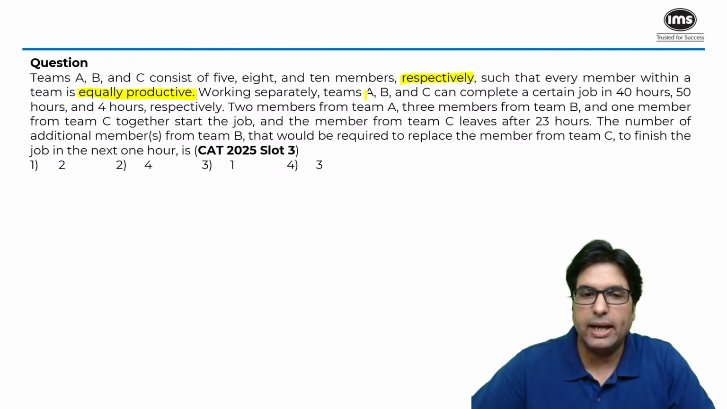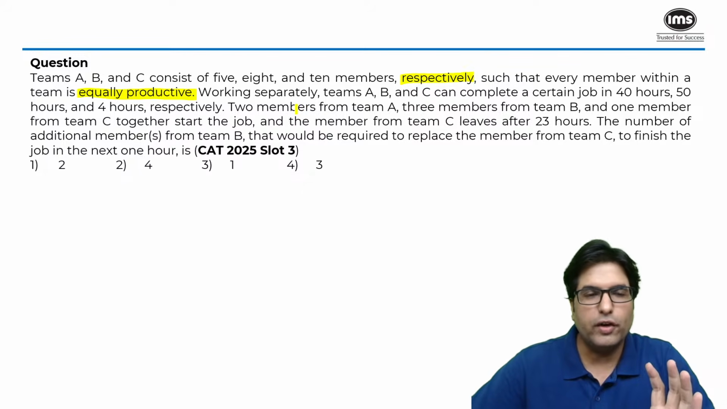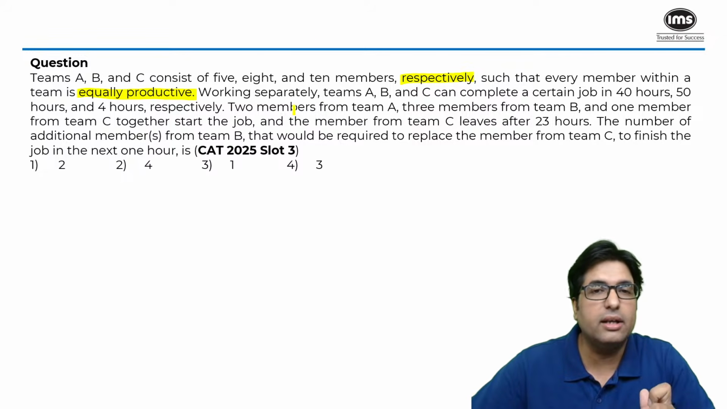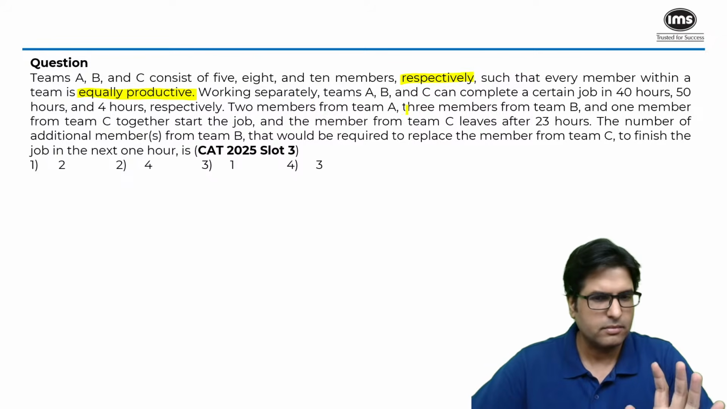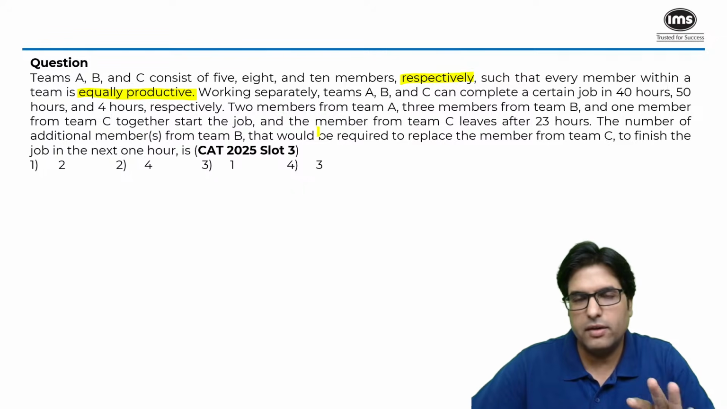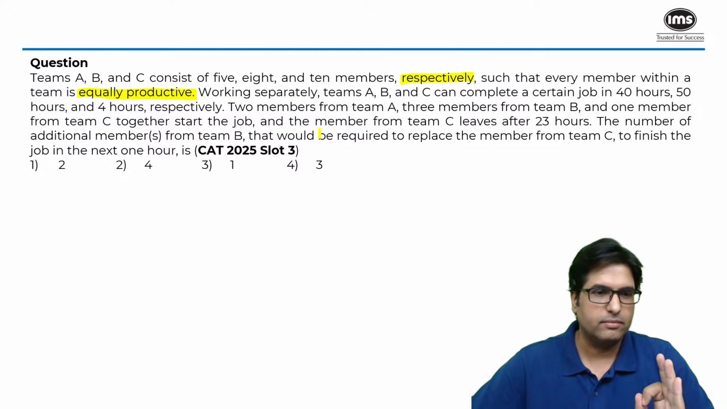Working separately, teams A and B and C can complete a certain job in 40 hours, 50 hours, and 4 hours respectively. So we are given number of people in teams and the amount of time that they take in hours. With this, we can calculate the rate typically associated with each person. And now they are saying 2 members from team A, 3 from team B, and so on. So just on the basis of language, on the first glance, it may look time consuming and therefore you might want to mark it as B, but definitely not type C.